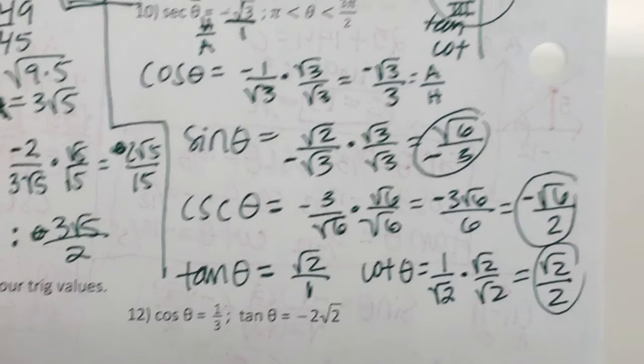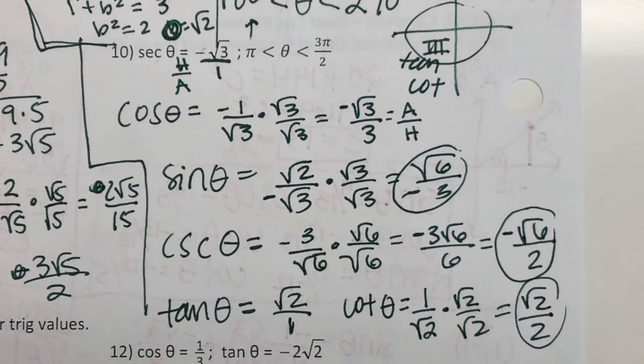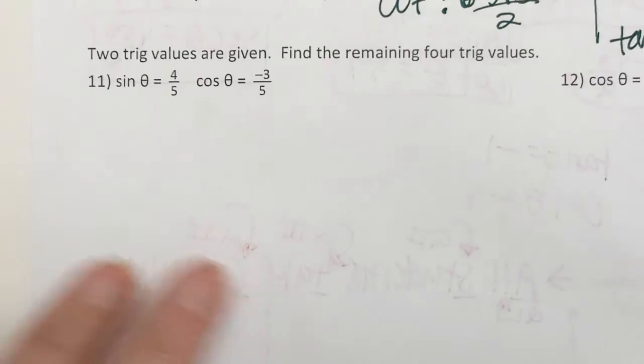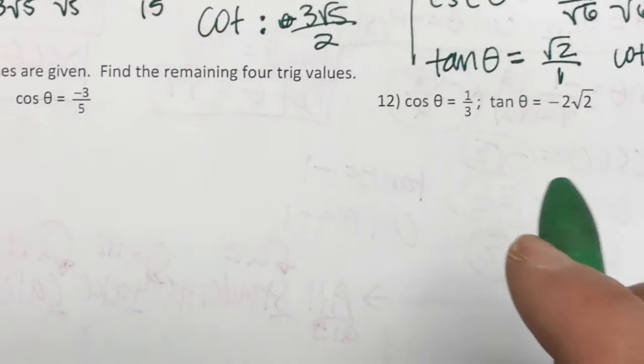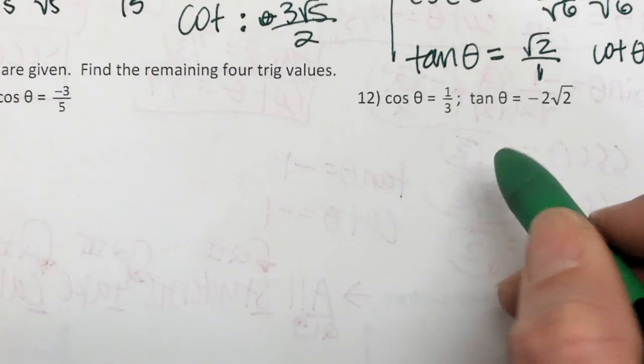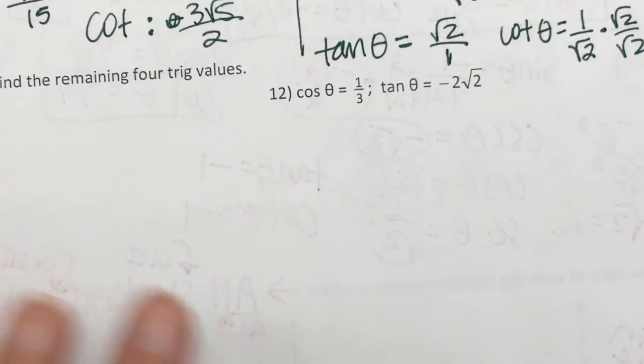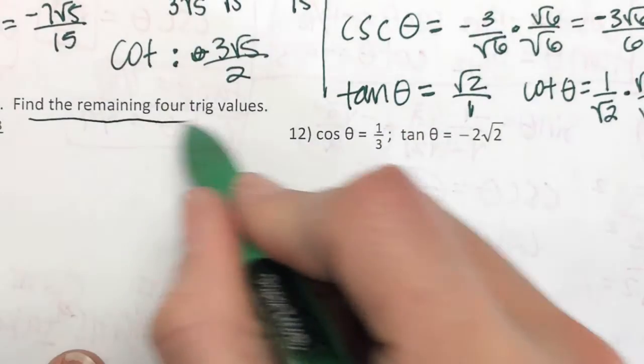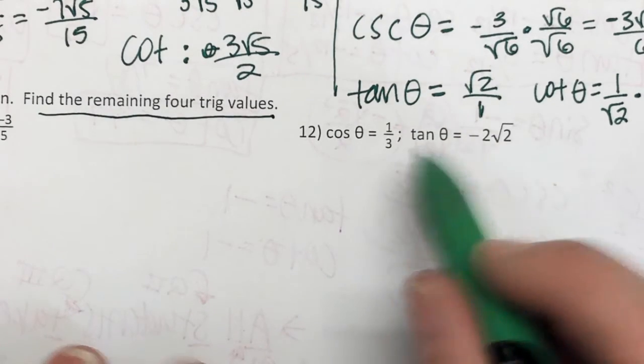Questions about these? I know you'll have one of these on your checkpoint, just one, and then the other one's going to be something like, I think, what we're about to do. Yeah, the second one you just have to find one other trig function. Alright, let's do one of these together, then one on your own. You can do 11 on your own. Alright, we just have to find the remaining 4 trig values given this.